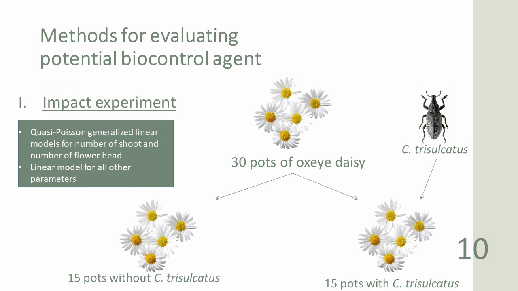For the statistical analysis in the impact experiment, they used a quasi-Poisson generalized linear model for the number of shoots and number of flower heads, and a linear model for all other parameters.